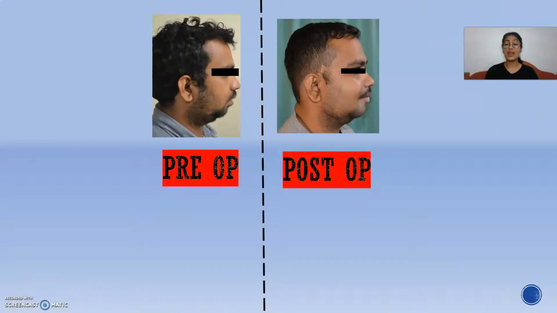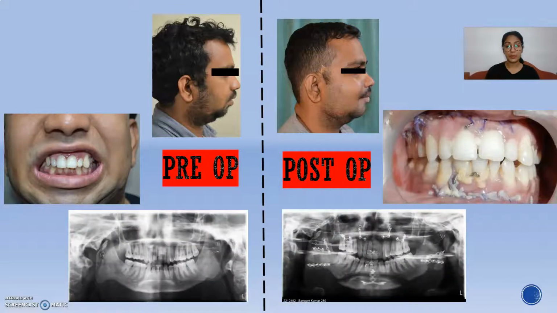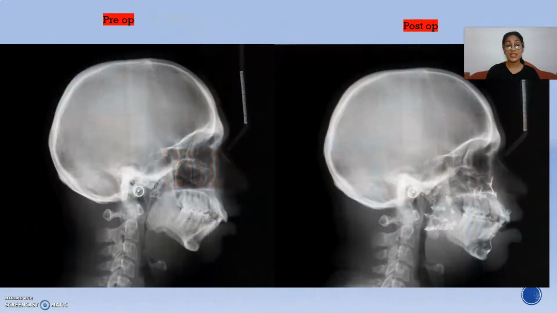Post-op, the patient had an improved profile. The occlusion was brought back to the ideal occlusion, and you can appreciate the osteotomy cuts in the OPG. As you can see, the pre-op, designated by the red, has a restricted, reduced pharyngeal airway. In the post-op, designated by the green, has an increased and significantly improved airway.